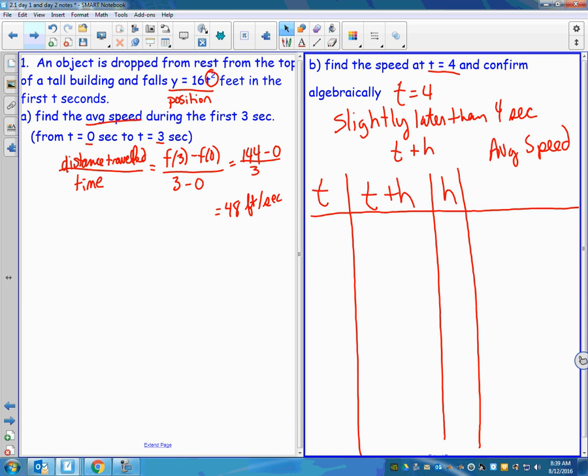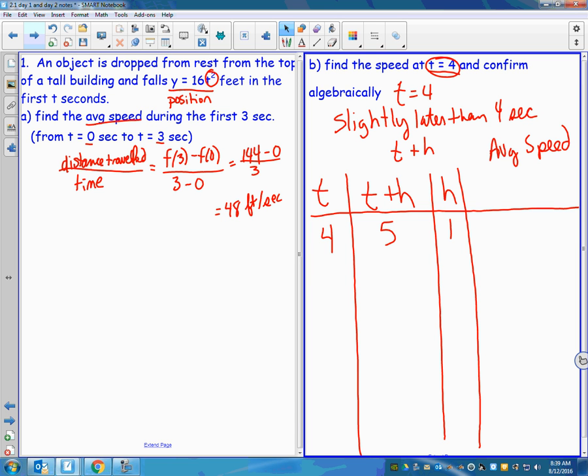Okay, so t is always going to be 4, because we're trying to find it at 4 seconds. What's sometime later than 4 seconds? 5 seconds. So we could say t plus h is 5 seconds. What would that make the h value? 1. 1 is slightly later, 1 second later. So we could do the average speed, the same thing we did over here, but now we're going to do it between 4 and 5 seconds and see what's the average speed between 4 and 5 seconds.